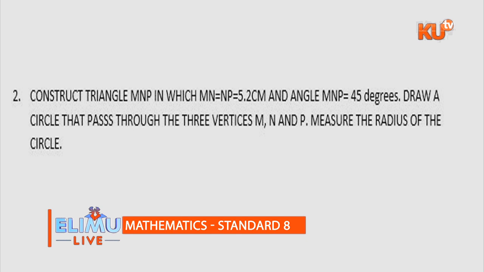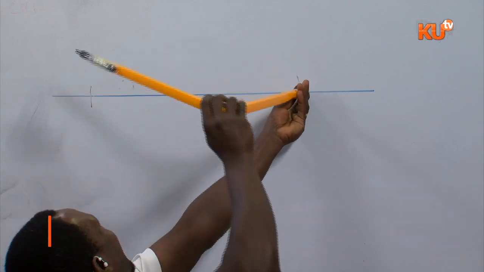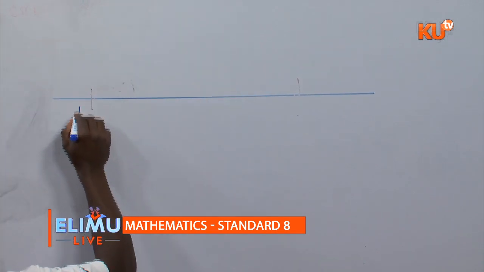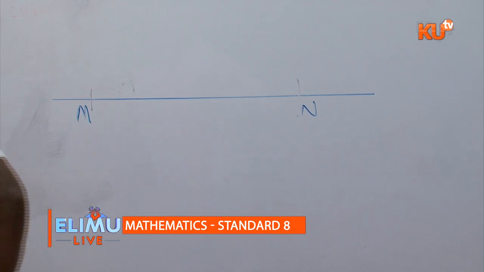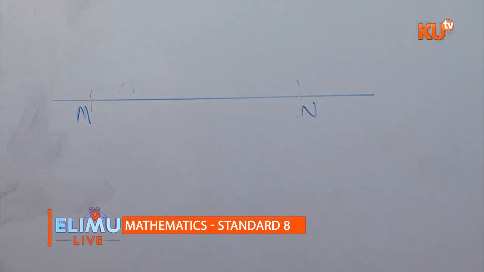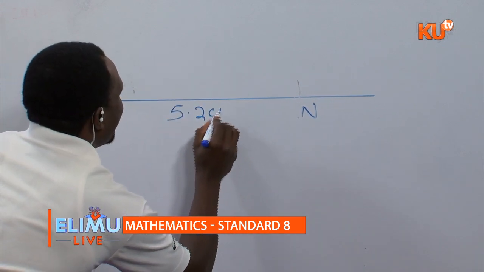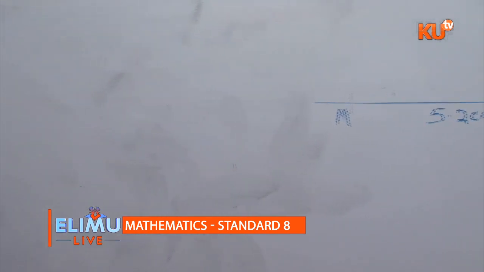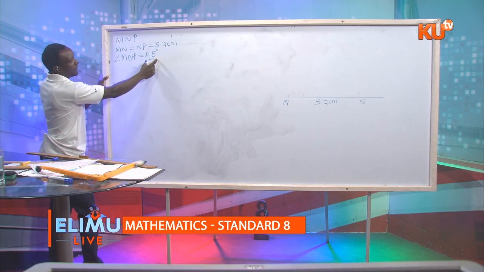Then come where we have the arc. Put another arc. Then label those points. This is M, N. Under MN, it's 5.2 centimeters. Come to angle MNP, which is 45 degrees.